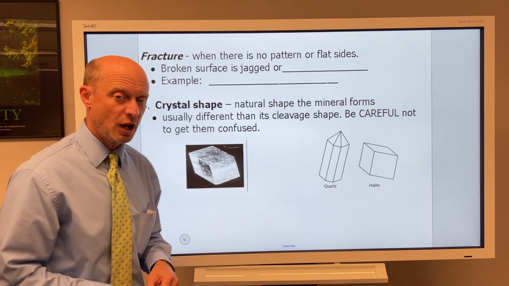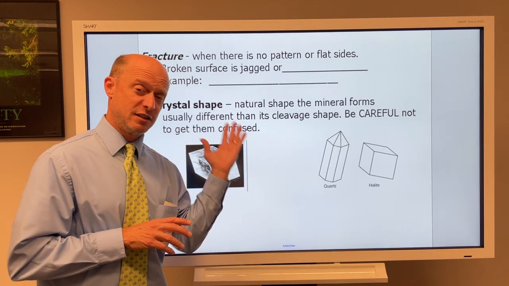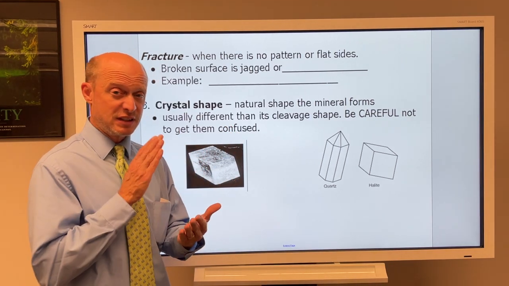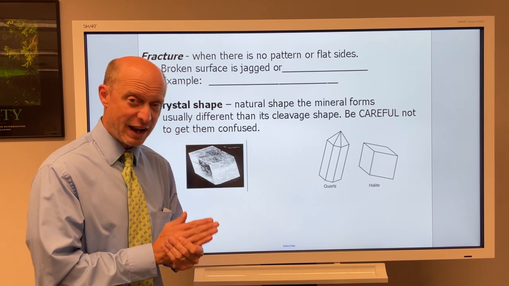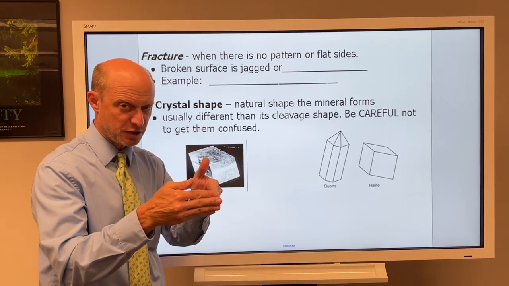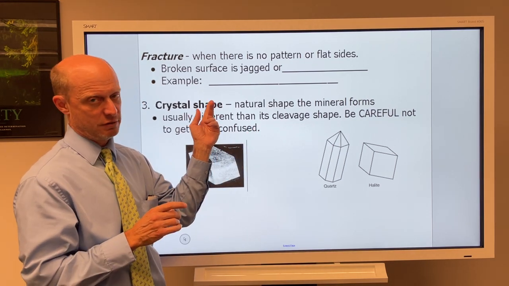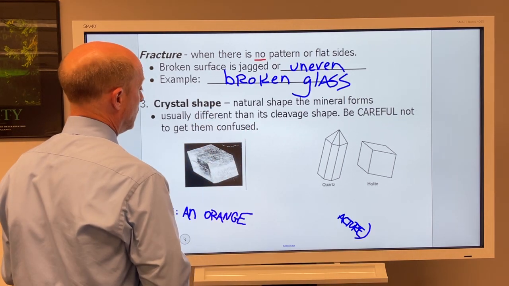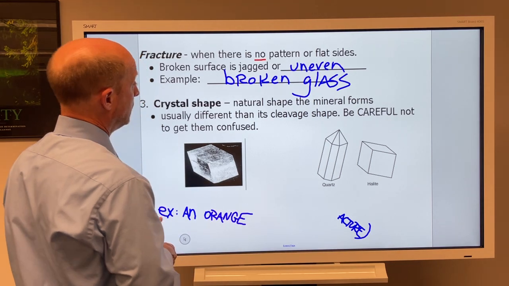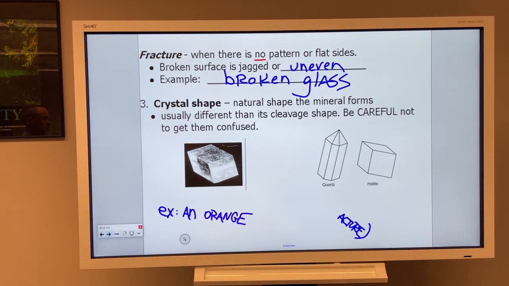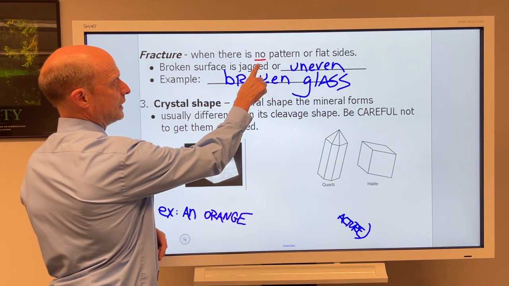Okay, so we've spoken about cleavage, and went into a lot of detail on cleavage there. The other way it can break, if it doesn't break with any flat sides or any pattern or any really noticeable angles, is that it just breaks in no pattern. We call it fracture. Okay, so please pause it and copy this now. Make sure you've underlined the note.